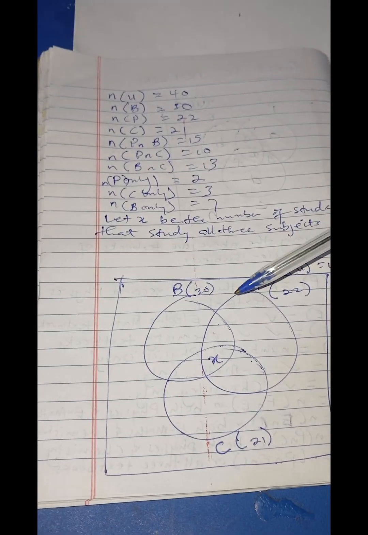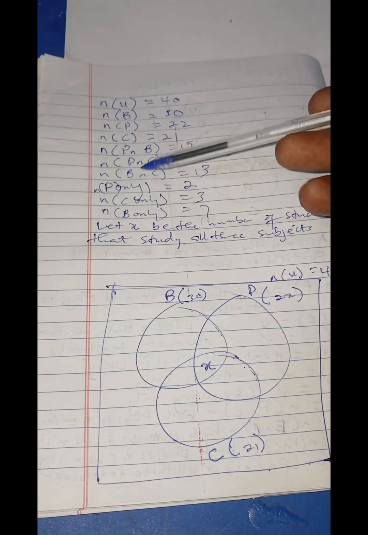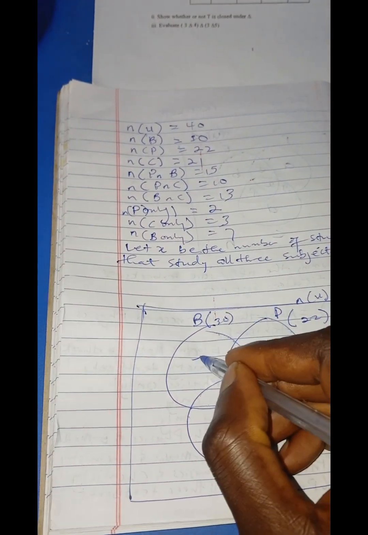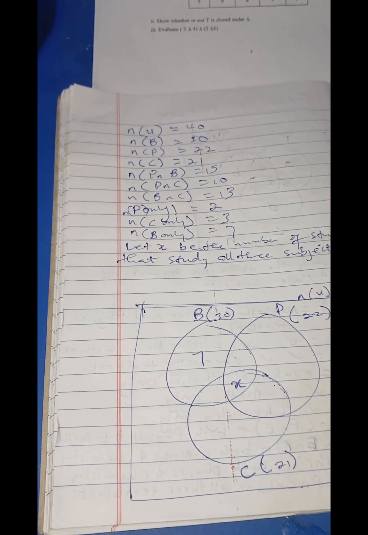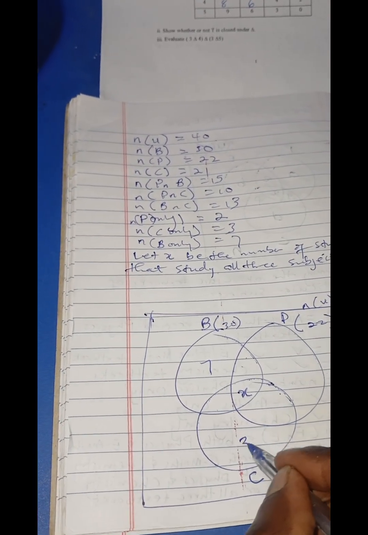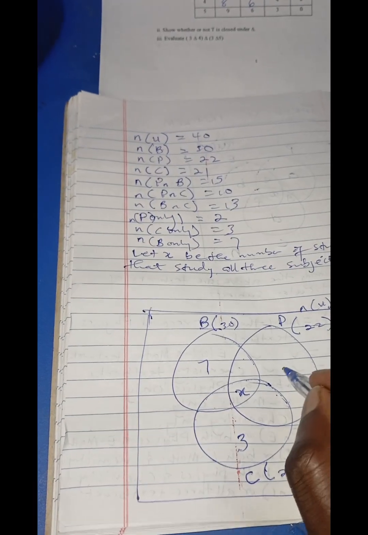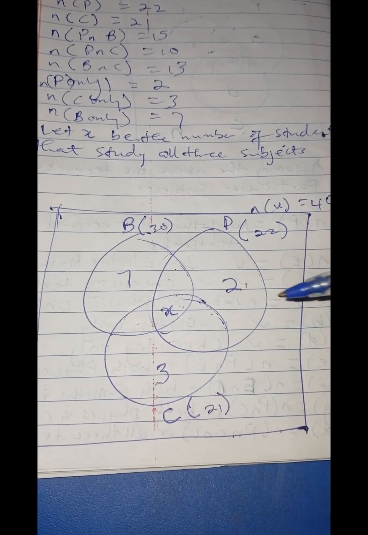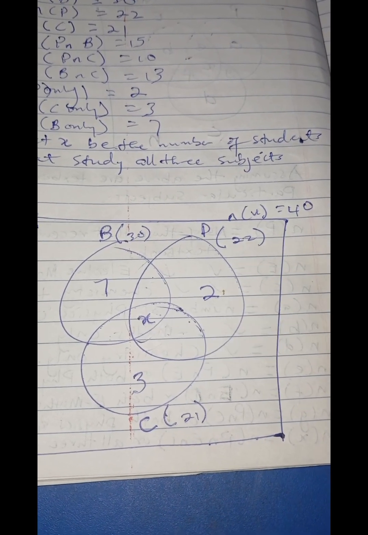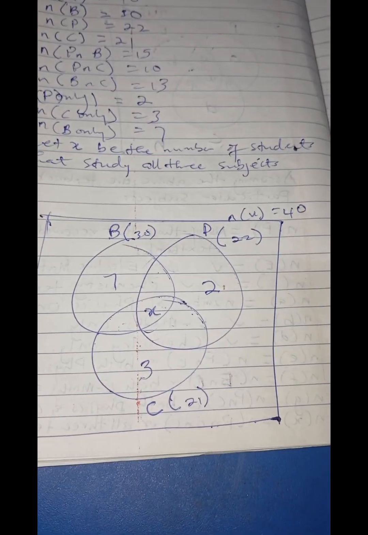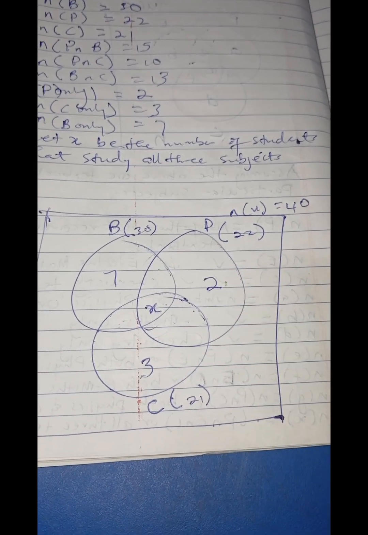So how many students are studying biology only? Biology only, there are 7 of them. So this particular aspect, 7. How many students are studying chemistry only? Chemistry only are 3. Then physics only, there are 2 students studying them. Now for us to get the total number of students that are studying 2 subjects, let's use this ideology. So let's take this aspect out.